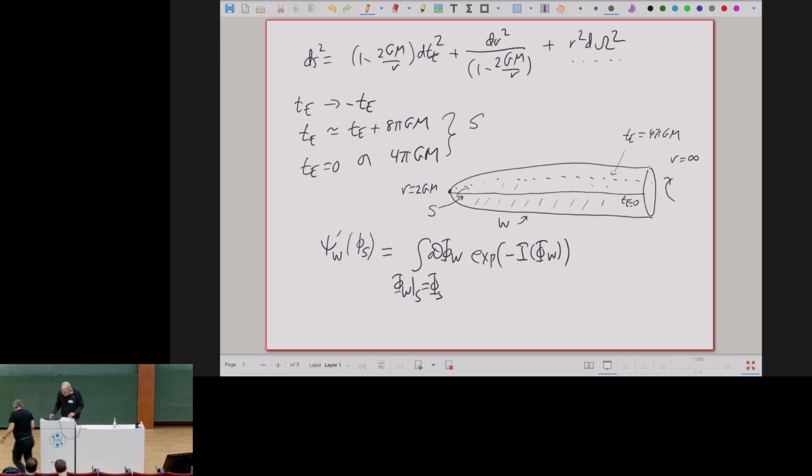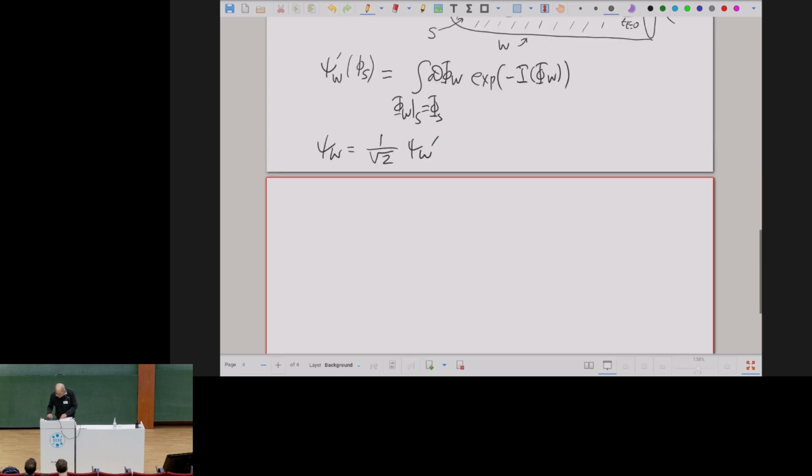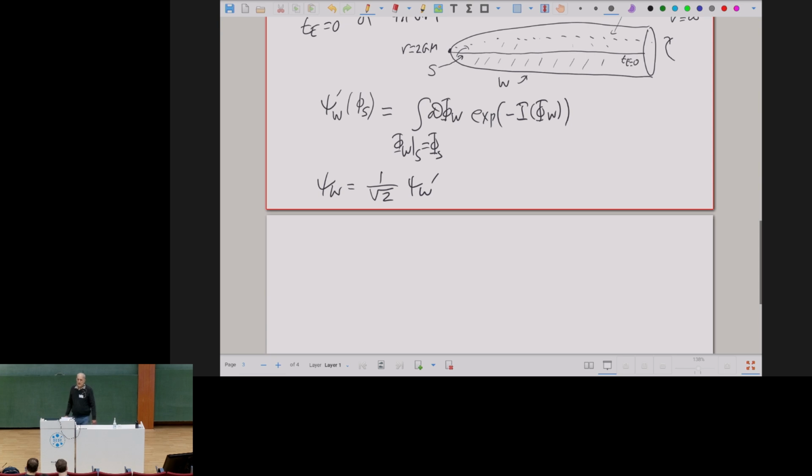Okay. So this was unnormalized. Again, we define a normalized one by dividing by the square root of Z. So this has the property that it is a quantum state. On the other hand, it's not obviously invariant under rotations of the surface. In other words, it's not obviously invariant under translations of t_E because it was defined as the integral over half of the space with boundaries at t_E equals 0 and 4πGM, which aren't invariant under rotations.